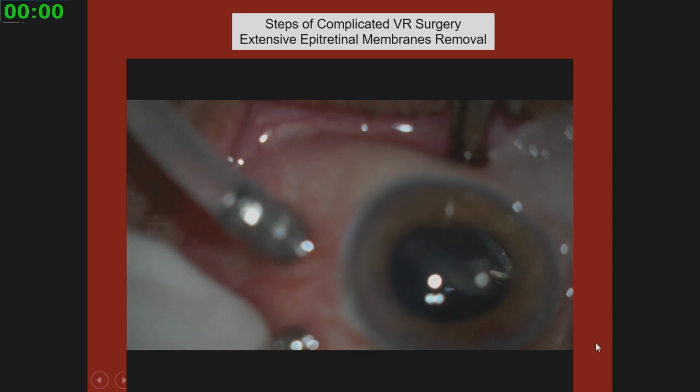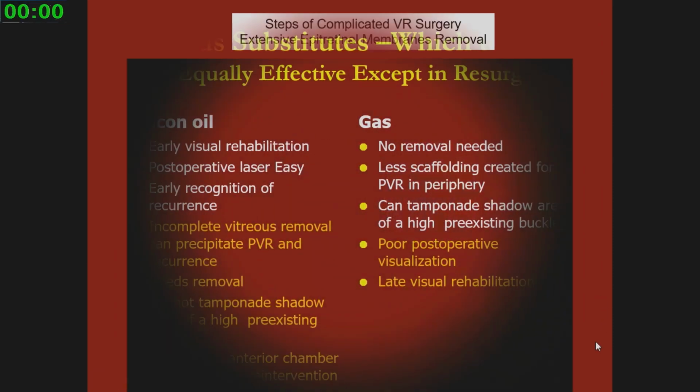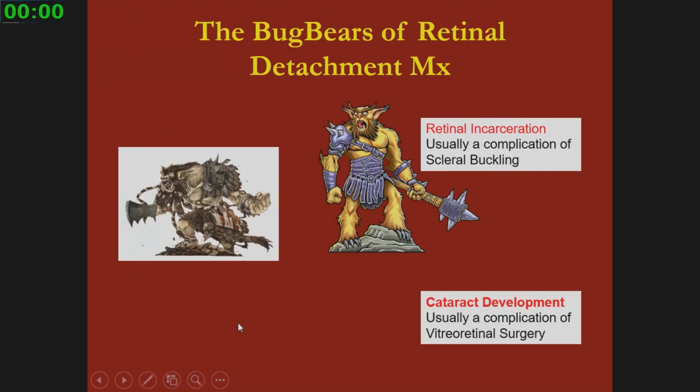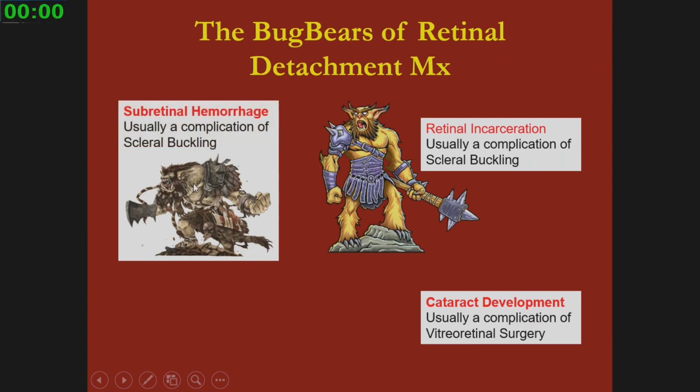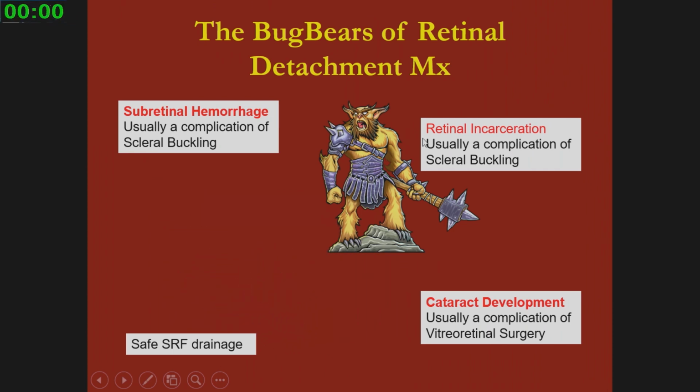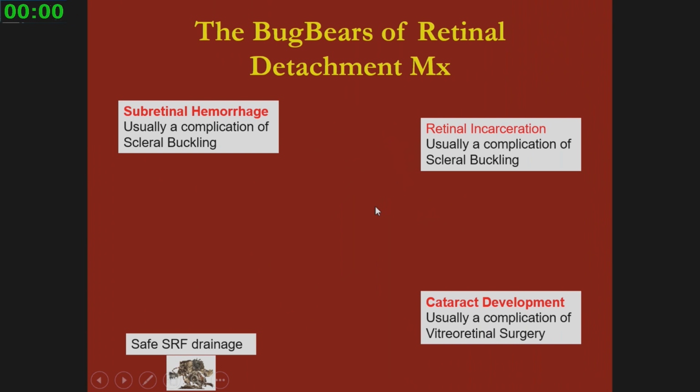Yeah, I'm just finishing. Okay. I'm not going to go into this. Basically there are three bugbears of retinal detachment surgery. You have one which is subretinal hemorrhage. If you do a safe drainage, this will vanish. Retinal incarceration, again, will not occur with the technique we described. It vanishes. Cataract as a complication of VR surgery is always going to be there.